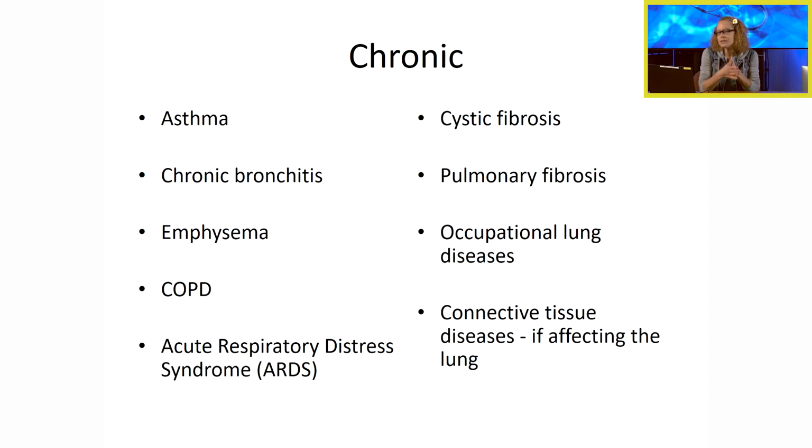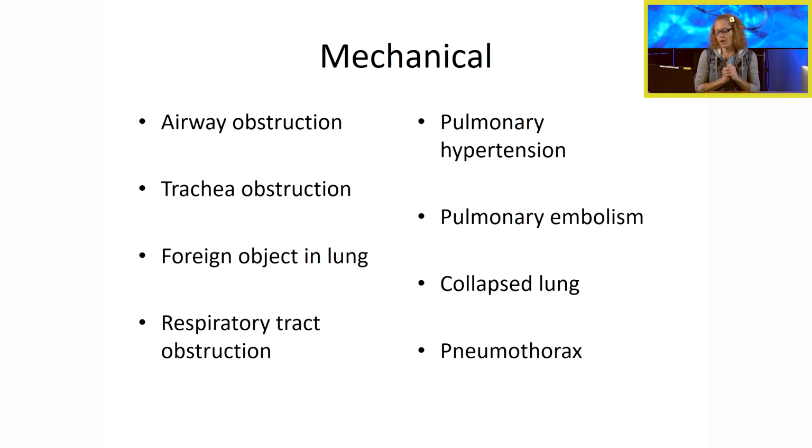We also have chronic illnesses, in which case oxygen therapy may need to be used in the case of an asthma exacerbation. So asthma is a chronic disease. We might have a patient who's acutely having an asthma attack, and we may need to use oxygen in chronic bronchitis, in emphysema, which are chronic obstructive pulmonary diseases, in acute respiratory distress syndrome, in our individual patients who may have cystic fibrosis, pulmonary fibrosis, which is scarring of our lung tissue. There are occupational lung diseases, and then there are connective tissue disorders that can also affect the lung tissue. So these are some chronic reasons for the use of oxygen therapy.